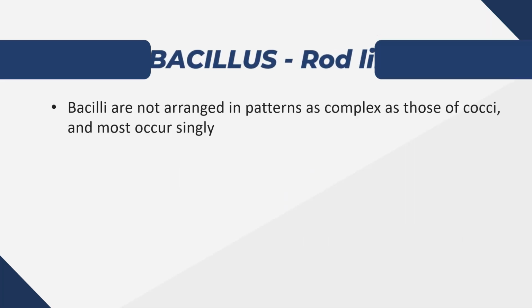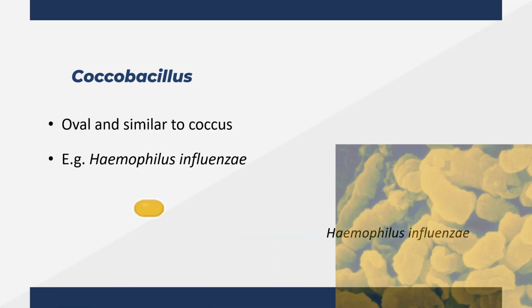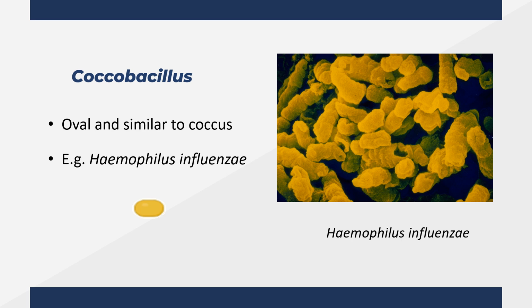Second category is of rod-shaped bacteria known as bacillus. The arrangement of cells are not as complex as cocci, but still we have got some types of arrangements like coccobacillus, diplobacilli, streptobacilli, and palisade. Coccobacillus is oval in shape and is similar to coccus. It is somewhere intermediate between the spherical and the rod-like structure.